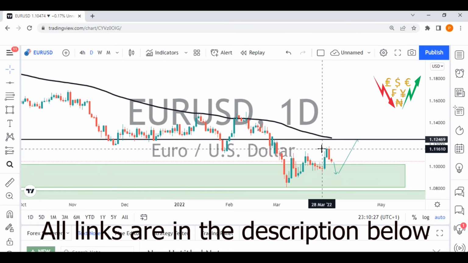So we want to actually see this price move to the upside.